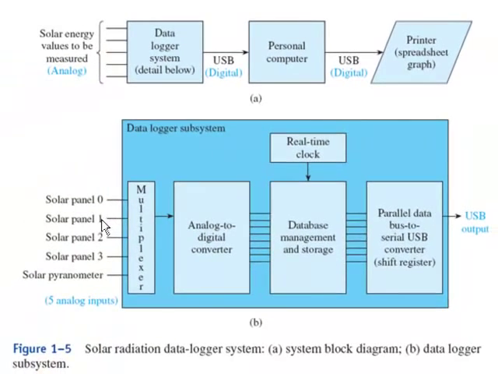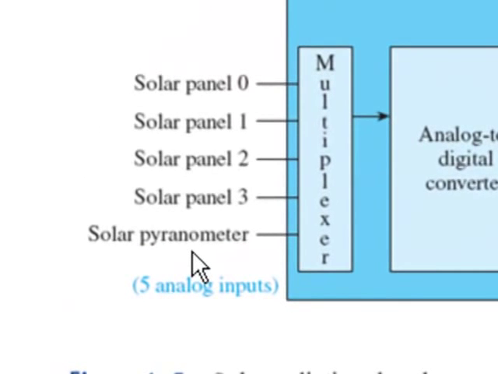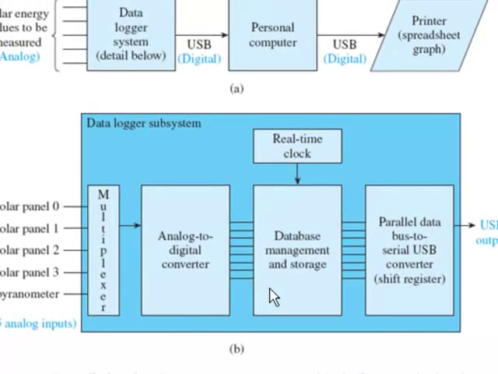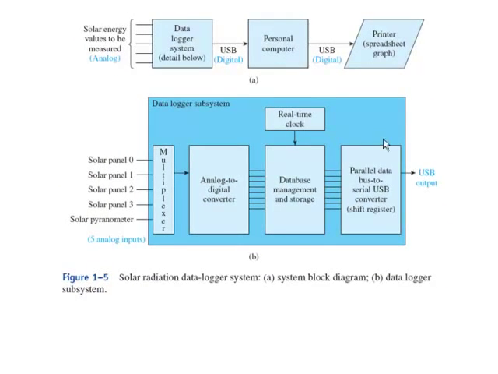Later, we may scan solar panel 1, and then solar panel 2, then solar panel 3. We may want to know how much solar radiation is striking the Earth at each of these times. So the pyranometer actually measures how many watts or kilowatts are being received per square meter at the location of these solar panels. So again, the multiplexer will scan first this input, then this, then this, then this, then this, then go back, and keep scanning around one at a time. Each one of these analog values is converted into a binary string, a digital string, stamped with a real-time clock value. All this parallel information is converted into serial, sent over the USB, and sent up into our personal computer.